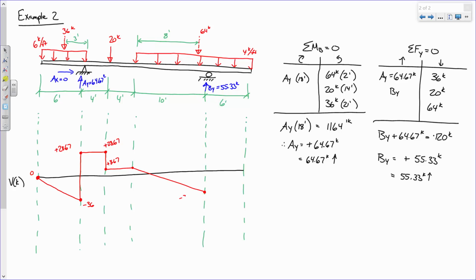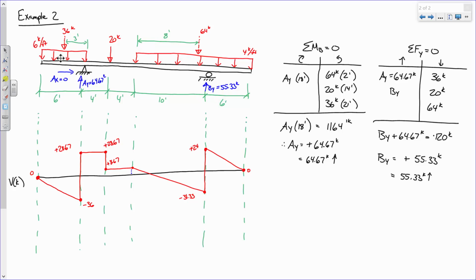So that's minus 31.33. And then the beam says, Greg, go up. So if I'm at negative 31.33 and I go up 55.33, that puts me at 24, and then I get brought down to 0. Okay? Oh my goodness.